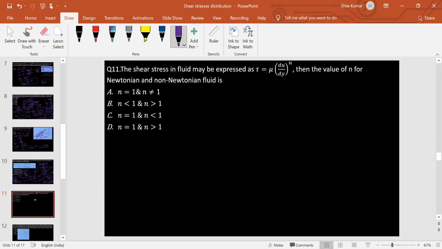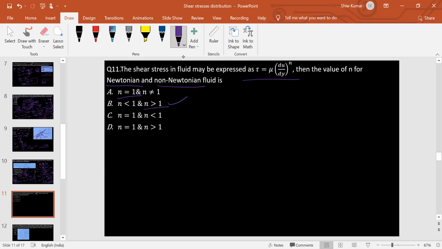Next question, it's important here. It is given that the shear stress in a fluid may be expressed as mu into (du/dy) to the power n. Then find the value of n for Newtonian and non-Newtonian fluid. For Newtonian, n must be equal to 1. And for non-Newtonian fluid, n should be greater than 1.